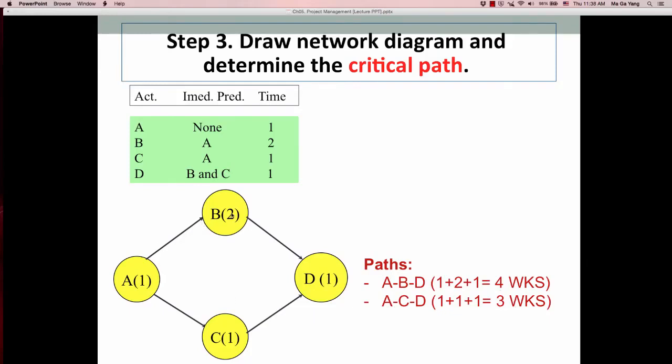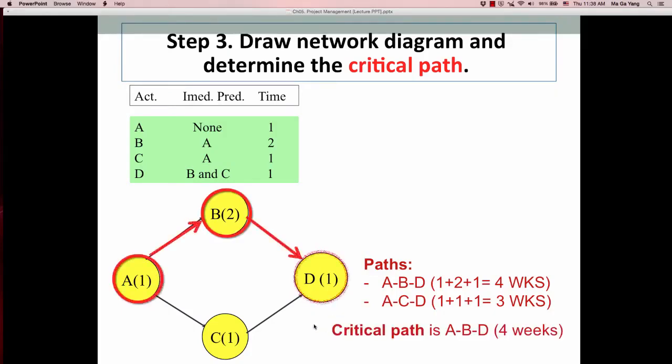In order to complete this project, we have to complete these activities, and these 2 paths are included in the network. The longest path is ABD, which is the critical path. That determines the duration of the project. So 4 weeks is the critical path and, at the same time, the project duration.